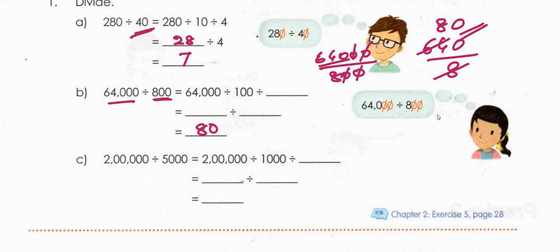Or this one. Right? Then 64,000, it becomes what? 640 divided by 8. Then it becomes 80. In this way also you can do it. But if you do it directly, no issues. Do it directly if possible.